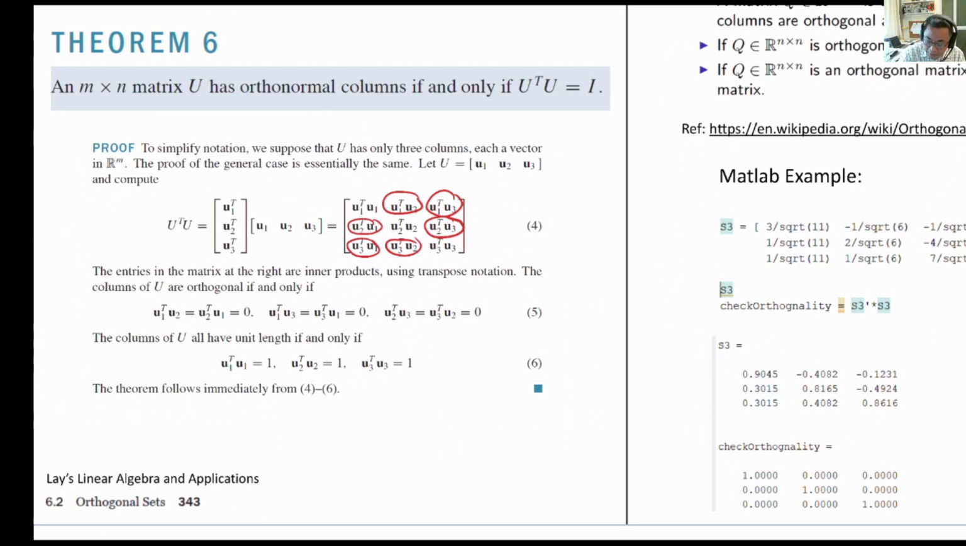Basically, these are the entries that are off diagonal, and the diagonal I will now draw in green. The diagonals give us the norm of Ui squared for i equals 1, 2, 3. The off diagonal gives us the ability to check if the vectors are orthogonal. So for explanation, please read this text.